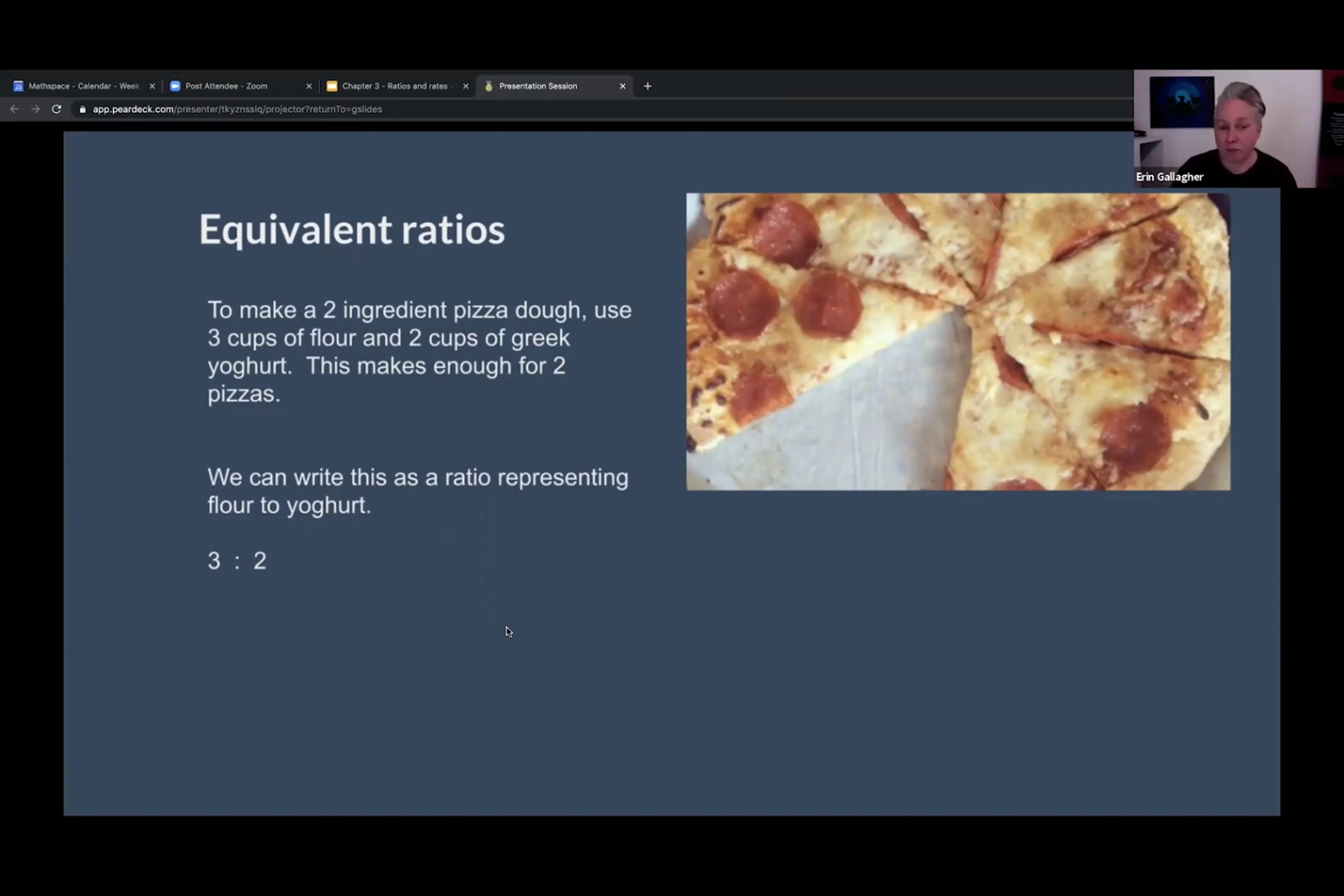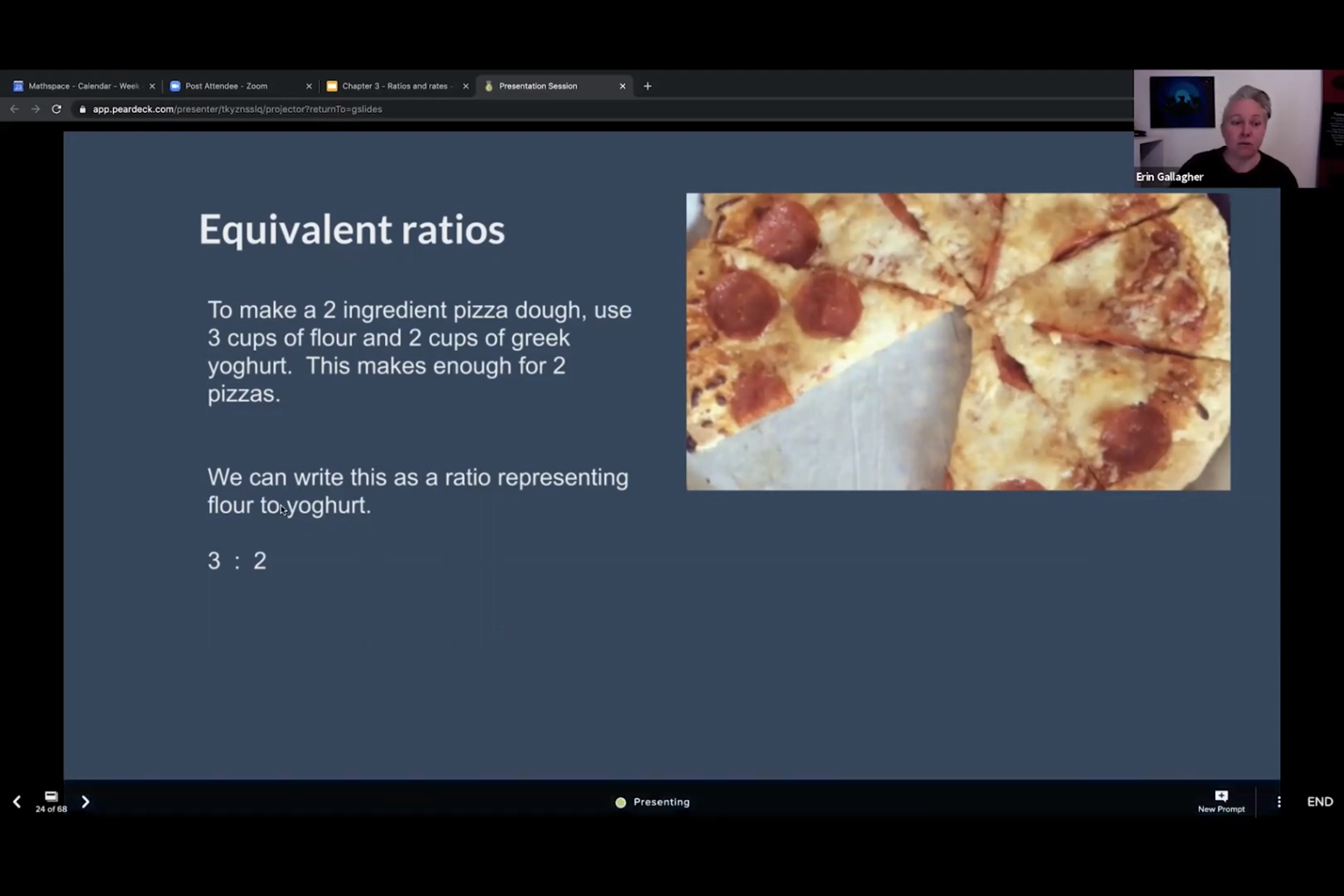So we could write that as a ratio, remembering that the order matters and the context matters. So we can write that as a ratio, 3 is to 2. Okay, so that is our flour to yogurt ratio, 3 is to 2.